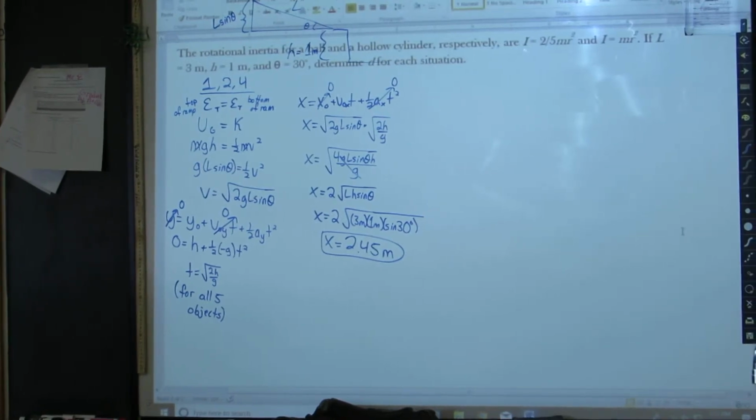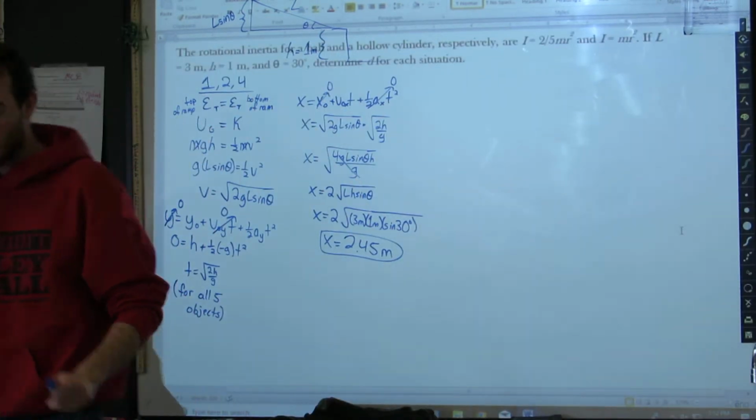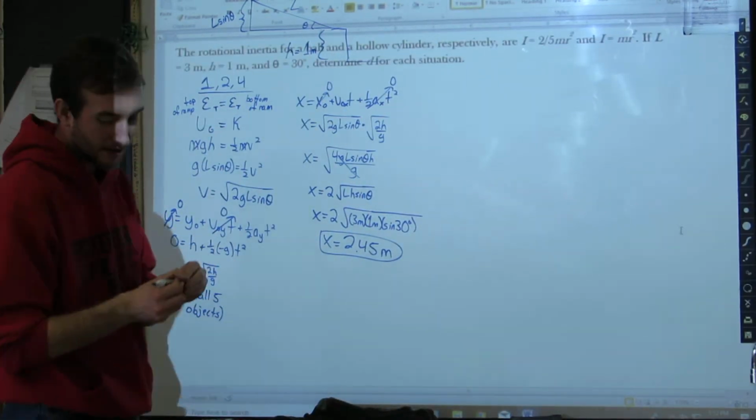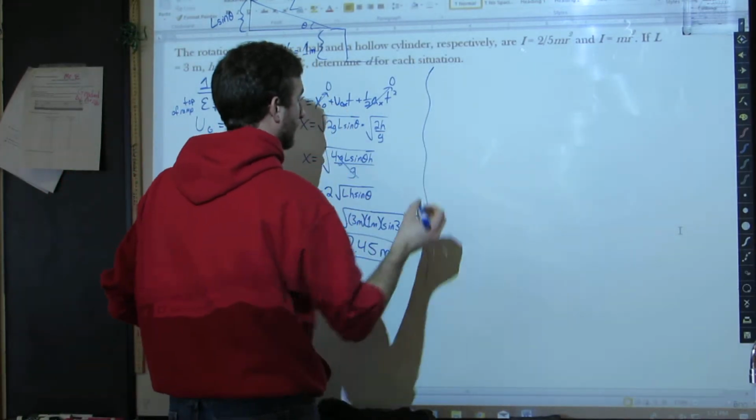Okay, so we've got objects 1, 2, and 4. They all travel 2.45 meters. We just have to do 3 and 5. 3 is, I believe, the ball.